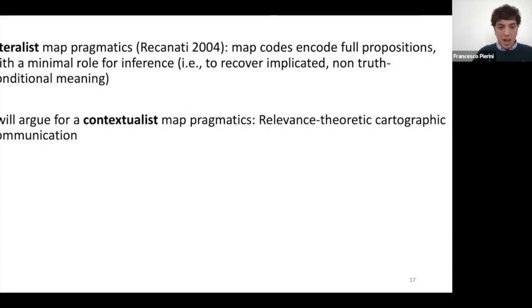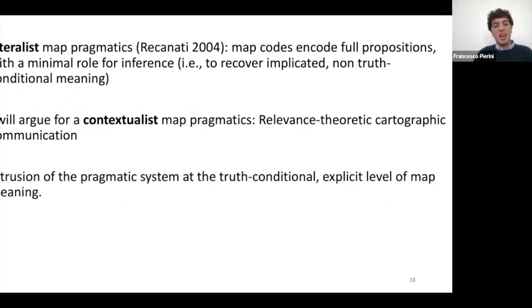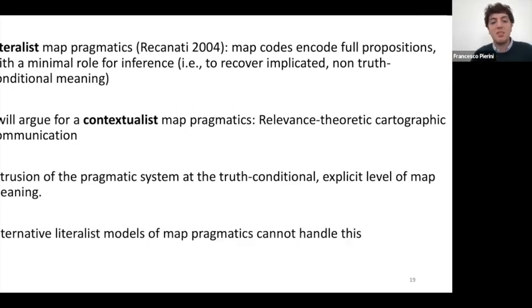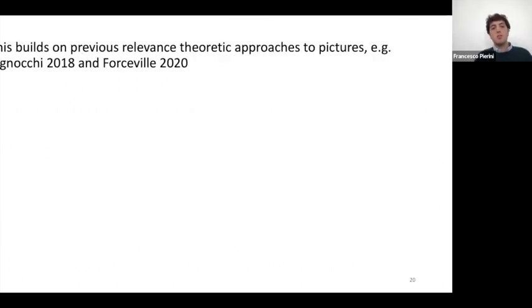So in this talk, I argue that we should go for a contextualist map pragmatics. Specifically, I want to argue for a relevance theoretic model of cartographic communication. To prove this, I want to claim that there is an intrusion, so to say, of the pragmatic system at the truth-conditional explicit level of map meaning. Basically, that pragmatics intrudes in the interpretation of the explicit truth-conditional meaning of maps. This is a piece of evidence that was brought forward for language in the context of studies in relevance theory. And I want to claim the same thing for maps, because this will show that alternative literalist models of map pragmatics cannot handle these examples of map communication.